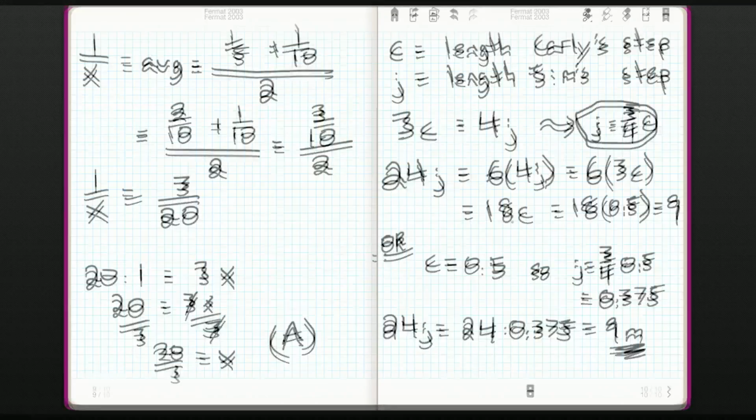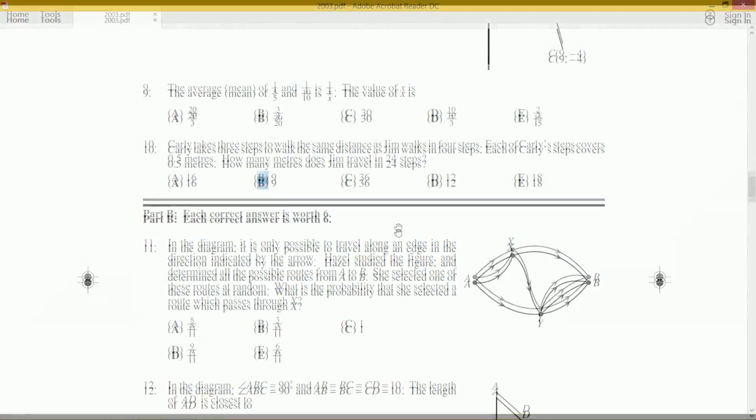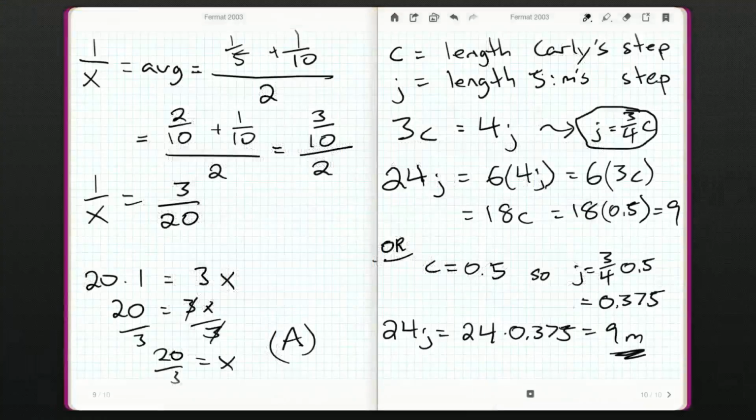It's a good question, I like it, and we've got to find out what our answer is and bubble it in, and there it is, it's B, 9 meters. Okie dokie.